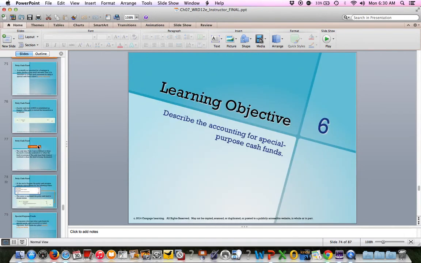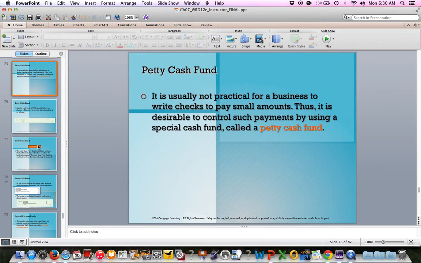Special purpose cash funds, petty cash being the most common. Petty cash is just cash kept on hand by the business to be able to pay small amounts. I was a petty cash custodian once upon a time in my corporate life. I kept a fund of $250 that people came to me to use for various reasons. Office supplies, an impromptu business lunch. Those are probably the biggest two that we used it for.